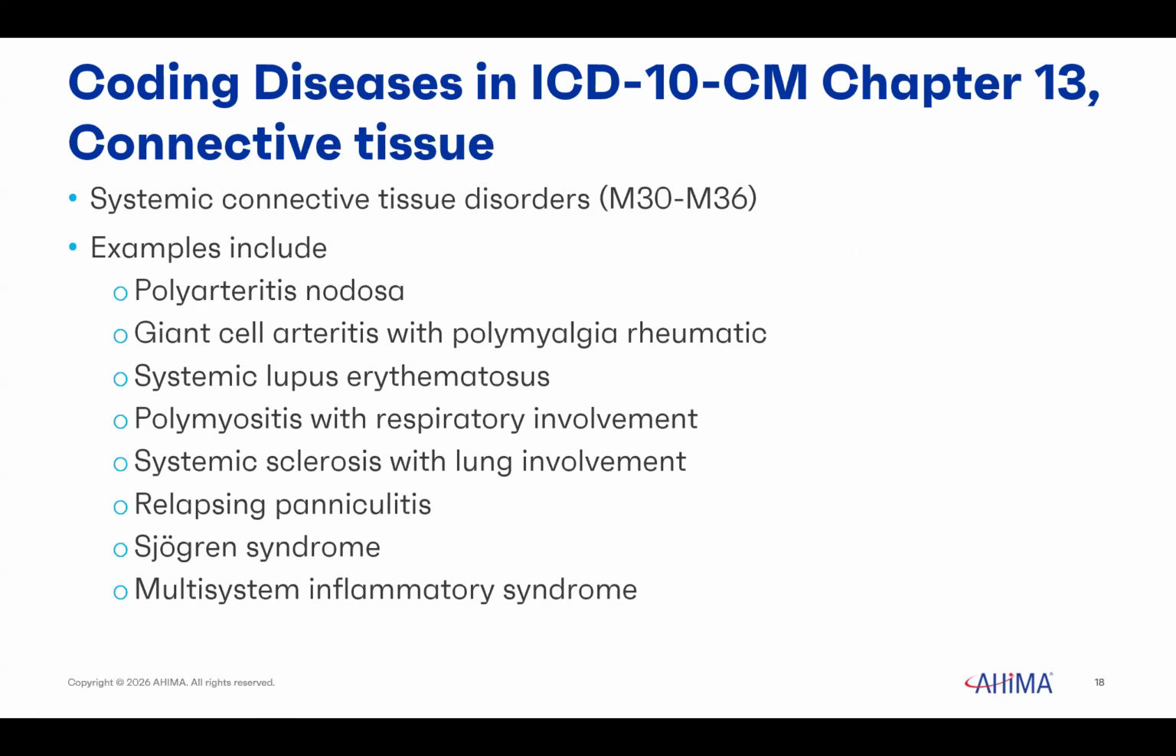Now we're going to take a look at some systemic connective tissue diseases. These things involve inflammation or dysfunction throughout the body, not just in the joints. And some examples of this include polyarteritis nodosa, systemic lupus, and Sjogren syndrome.